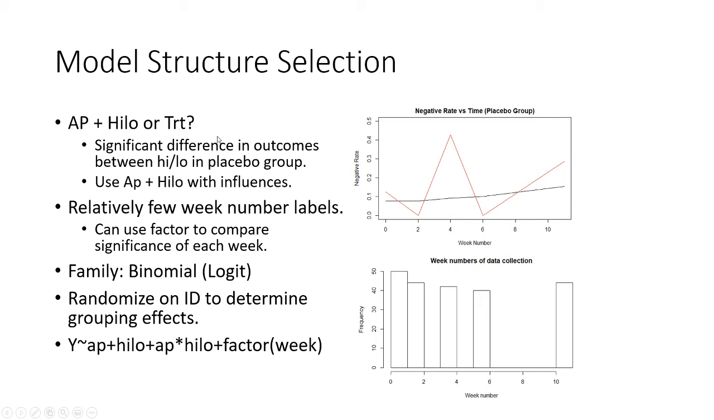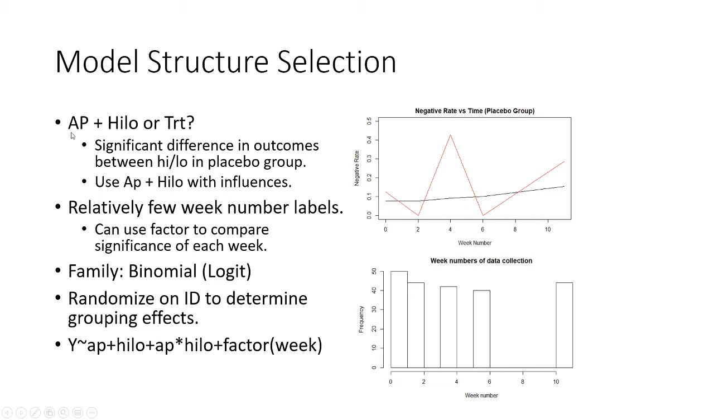The main idea is that TRT does not account for the high-low compliance in the placebo group. So I made a time plot for that as well. And it seems that there is a significant difference between the high-low and placebo group, and that may not be captured by just using the TRT.